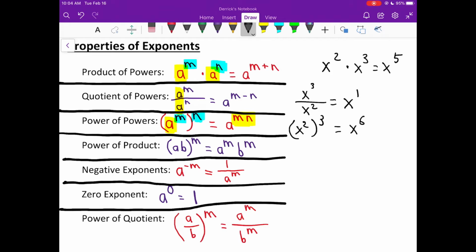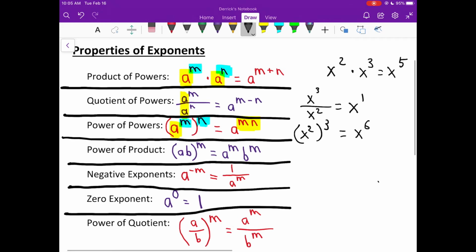Let's look at our fourth property here, power of a product. I think power of a product is just an extension of power of powers, because it's really the same idea. Remember, if you are not shown an exponent, what does any term without an exponent really have there? Well, it has a 1, right? When we write x, that's the same thing as x to the first. If you write a 2, that's the same thing as 2 to the first.